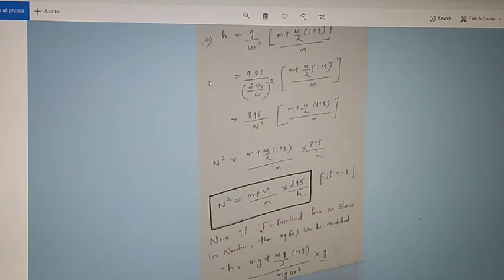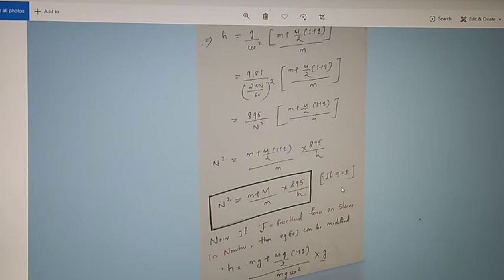So H will be g divided by omega square into m plus capital M by 2 into 1 plus Q divided by m. Here we put down the values: 9.81 divided by (2 pi N by 60) whole square into m plus capital M by 2 into 1 plus Q divided by m. So rearranging all these terms, we find our expression: capital N square is equal to small m plus capital M by small m into 895 by h, if Q is equal to 1.